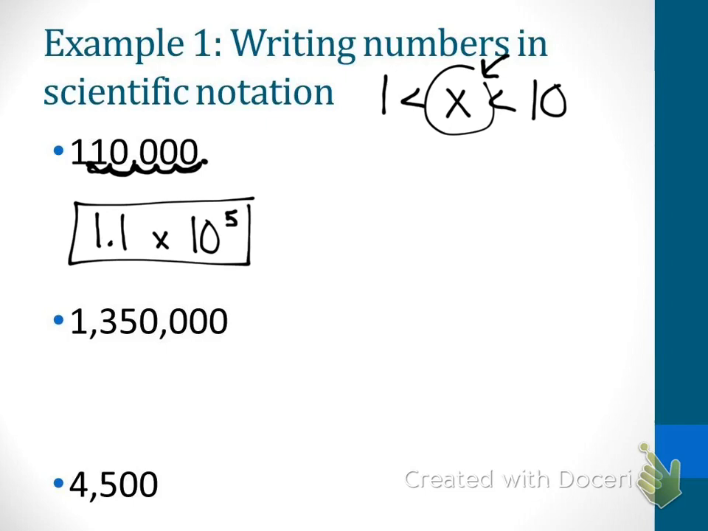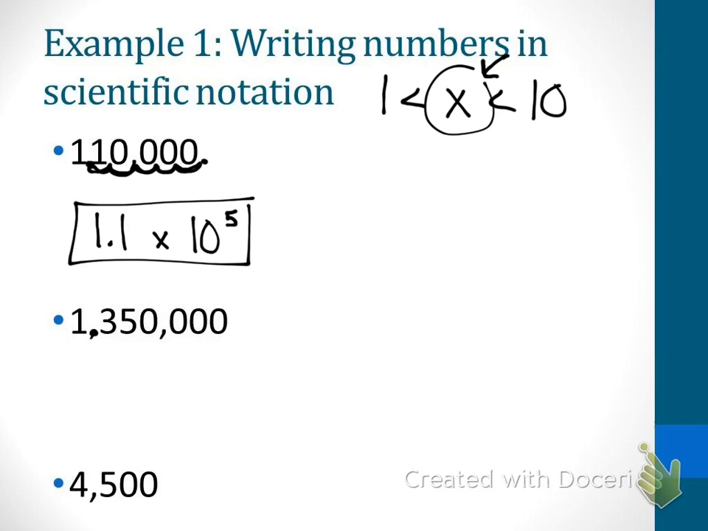All right, so now let's look at the next one. 1,350,000. Where would we place our decimal? Could it go here? 13 and 5/10. Does that give me a number greater than 1 and less than 10? No. Where does my decimal need to go? It needs to go in between the 1 and the 3.